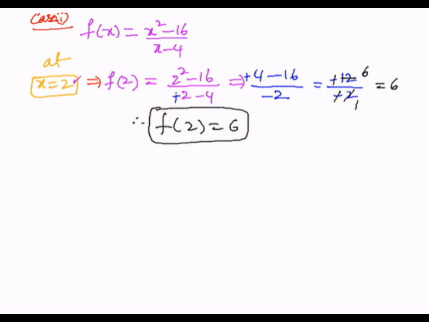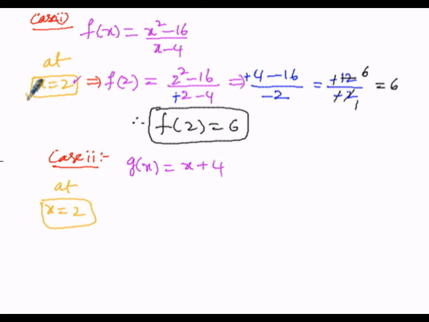Then now we are going for the second case, that is case number 2. In case number 2, the second function is g of x. The g of x is given by x plus 4. So here at the same domain, that is x equals 2, the domains are same in both the cases.